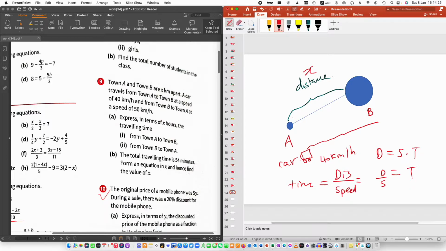So what is the distance in this case? By the way, this is the time for the car. What's the distance in this case? X. What's the speed in this case? What's the speed in the diagram? 40. Very good. So this is the answer. Are you clear?